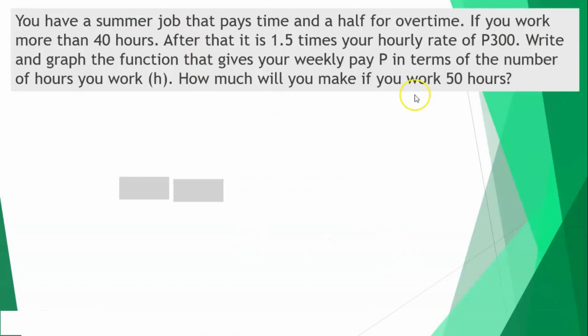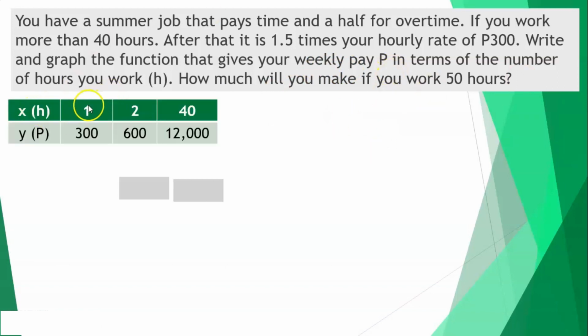Okay, another. Let's have this sample problem. You have a summer job that pays time and a half for overtime if you work for more than 40 hours. After that, it is 1.5 times your hourly rate of 300 pesos. Now write and graph the function that gives your weekly pay in terms of the number of hours you work. How much will you make if you work for 50 hours? Take note, if you work for 1 hour, your pay is 300 pesos. If you work for 2 hours, your pay is 600 pesos. If you work for 40 hours, your total payment is 12,000 pesos.